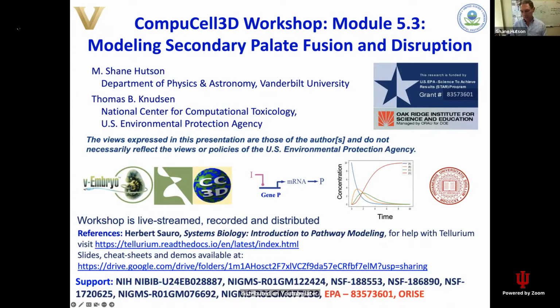You can see the list of funding agencies down there that have supported this work. The first list there is the ones who have supported CompuCell in general in its development. And the work I'm going to talk about was supported by the EPA, and then ORISE, which is an organization that supported a sabbatical I was able to take and spend the time at EPA to work with them. My main collaborator at EPA was Thomas Knudsen, who's in their National Center for Computational Toxicology, but a wide range of other people who were there helped out with this project as well.